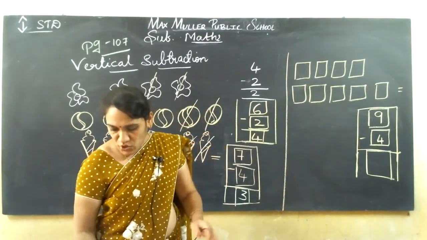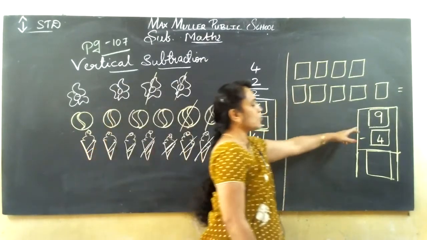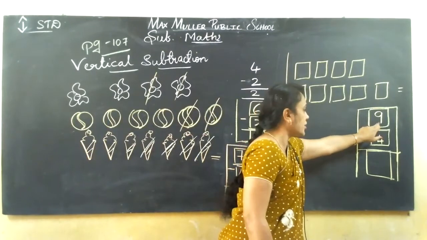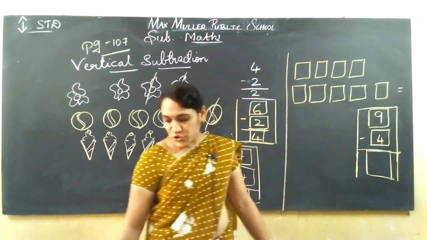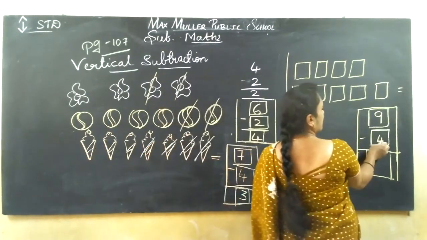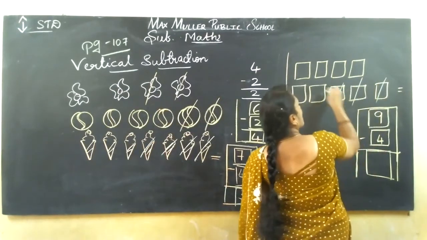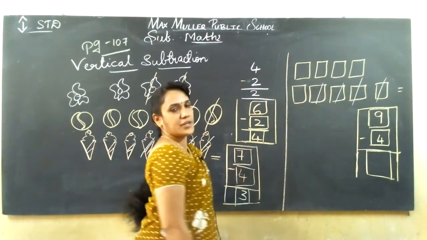Okay. So how many boxes? 9 boxes are there. So in the first box, what will you write? 9. Write the number 9. How many boxes should you cut? 4 boxes. Write the number 4. 1, 2, 3, 4 boxes you should cut.